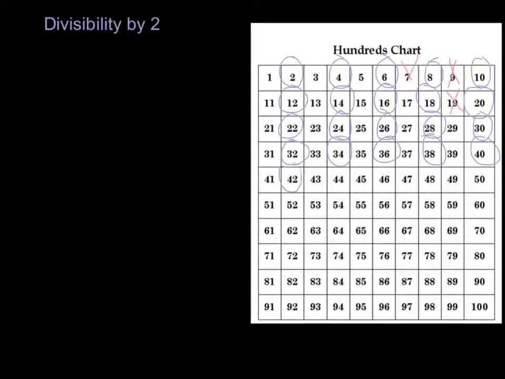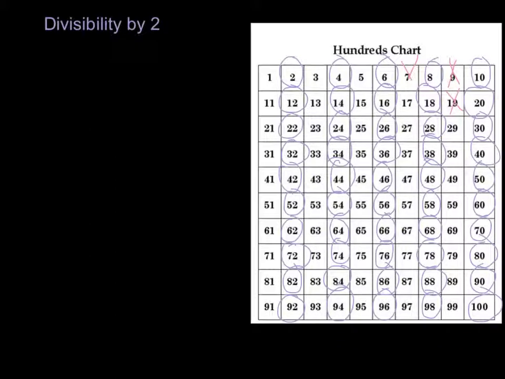So you should start to see some sort of pattern emerging as I'm going through and circling all of these multiples of 2. And I want you to look particularly at the number in the ones spot and see if you can figure out what the rule is for divisibility by 2.